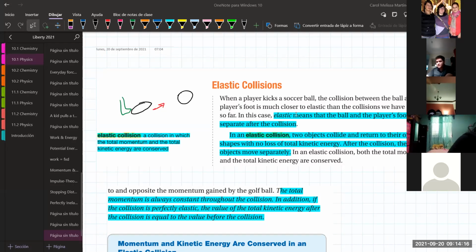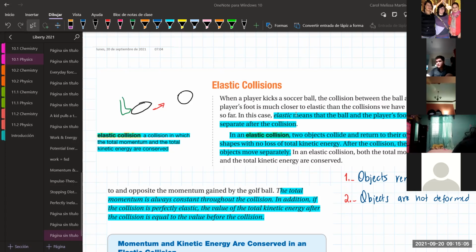So if I need to write two characteristics of elastic collision, or two differences between elastic and inelastic: number one, after the collision, the objects remain separate. And number two, objects are not deformed. Those are two characteristics. And that's why the word elastic is important, because no deformation occurs.